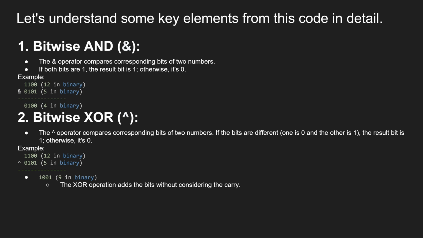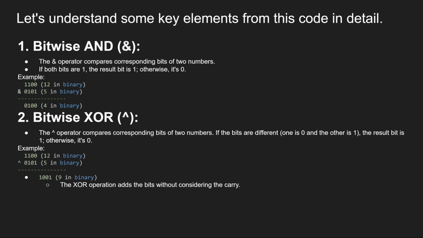Basically, if we consider 12 in binary form and 5 in binary form, 12 would be 1 1 0 0. This has a value of 1, this has a value of 2, this has a value of 4, this has the value of 8. 8 plus 4 is equal to 12. In the same way, 5 can be represented in binary as 0 1 0 1. So 0 AND 1 is 0, 0 AND 0 is 0, 1 AND 1 is 1, 1 AND 0 is 0.